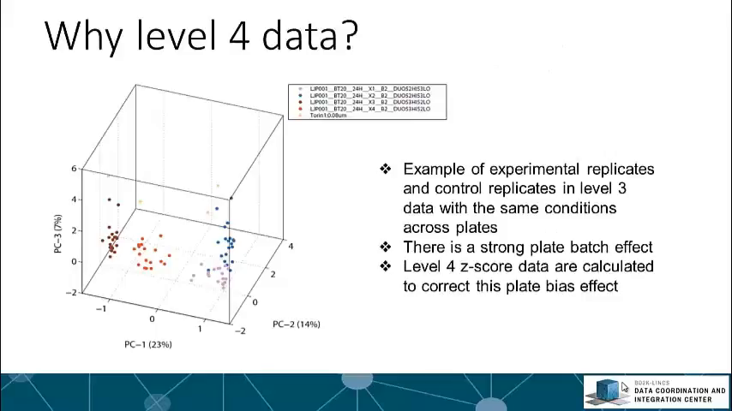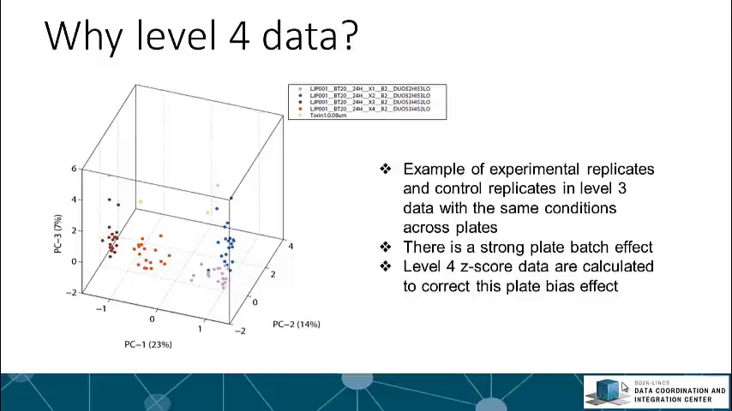If you are an experienced gene expression analyst, you probably have wondered why there is level 4 data. Most differential expression analysis methods start with the normalized data and yield differential expression signatures, namely jumping from level 3 to level 5 with no intermediary level 4 step. The reason for having level 4 data here is that there is a strong plate batch effect in level 3 data, as shown in the figure.